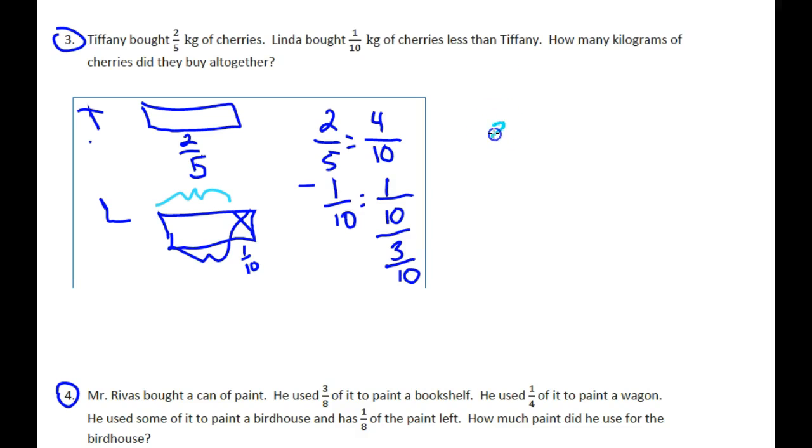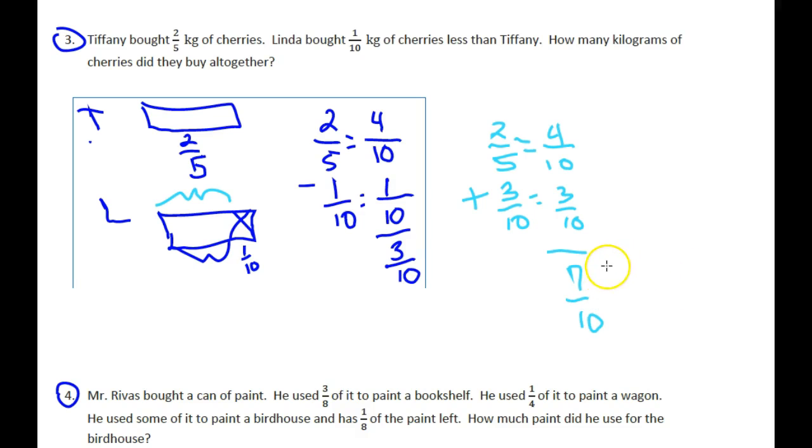So she bought 2/5, and we're going to add to that 3 tenths. And so we can turn this one into tenths also, and we can just keep this one as 3 tenths. Now when we go 5 times 2, we get a 10. We have to go 2 times 2. Now we've got an equivalent fraction. We can add them together and get 7 tenths.